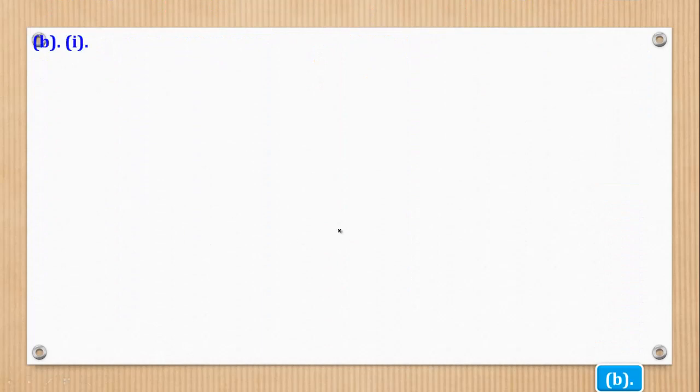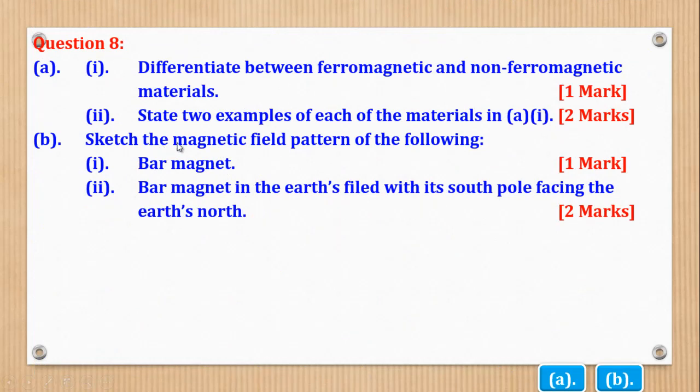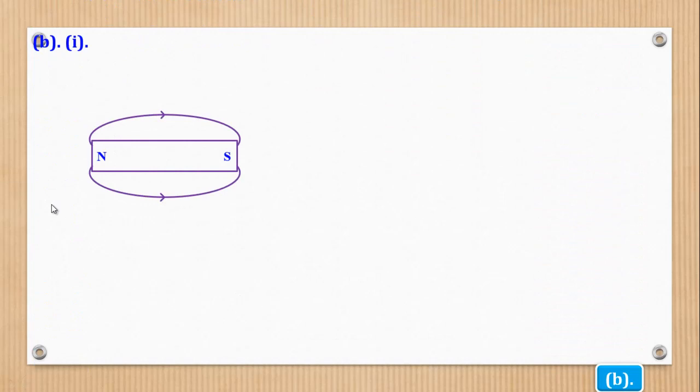Then part B, sketch the magnetic field pattern of the following. 1. A bar magnet. 2. A bar magnet in the Earth's field, with its south pole facing the Earth's north. So you get a bar magnet with both north and south poles. Then we show the pattern and the direction.